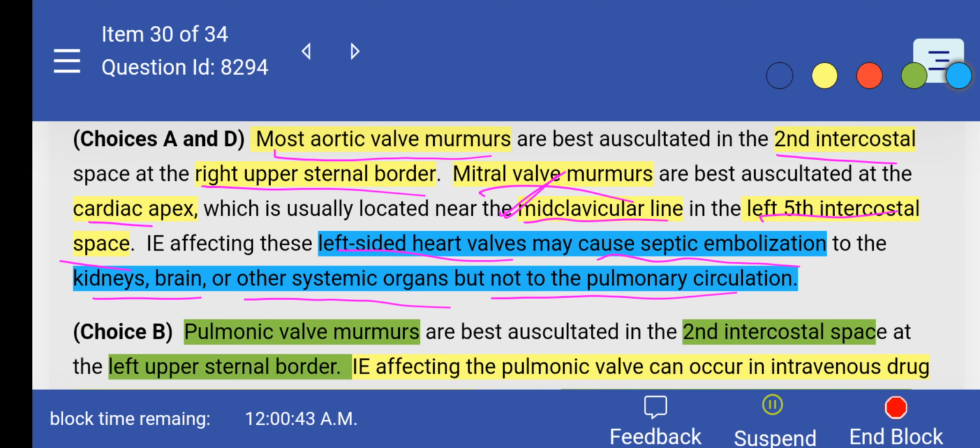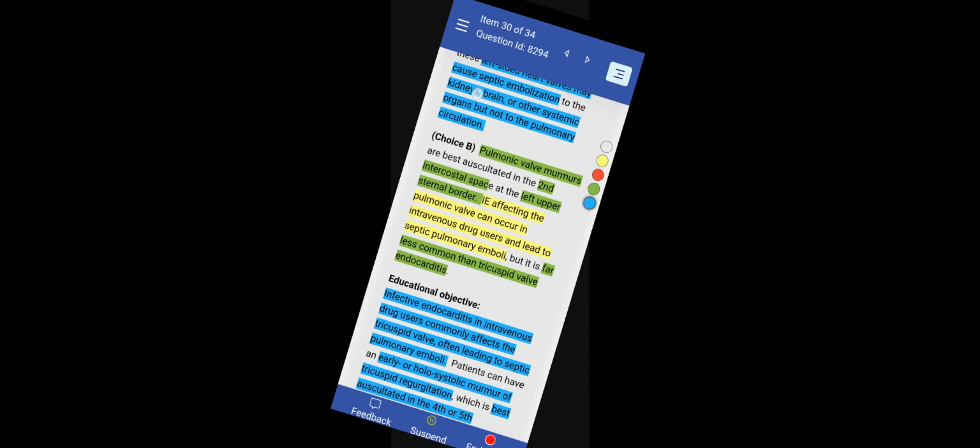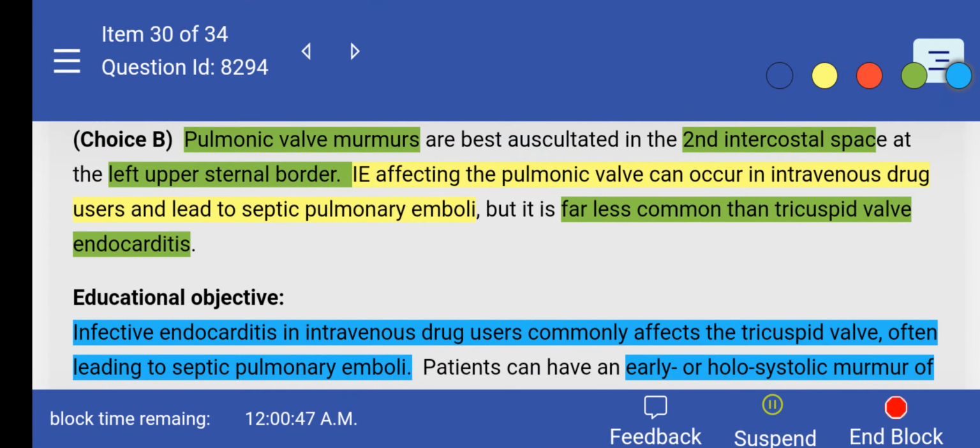This is important. Then why not option B? The pulmonic valve murmurs are best auscultated in the second intercostal space at the left upper sternal border. Infective endocarditis affecting the pulmonic valve can occur in IV drug users and lead to septic pulmonary emboli, but it is far less common than tricuspid valve endocarditis.